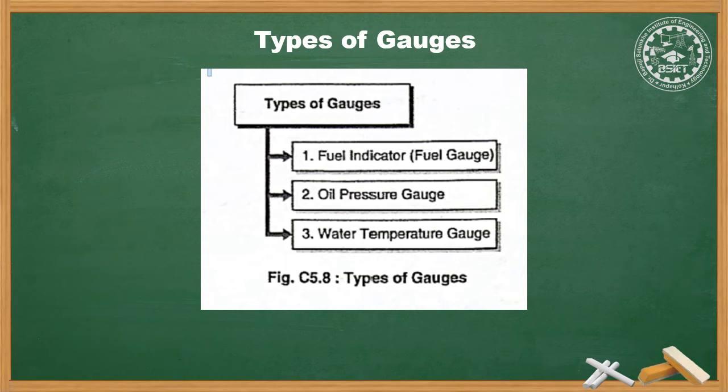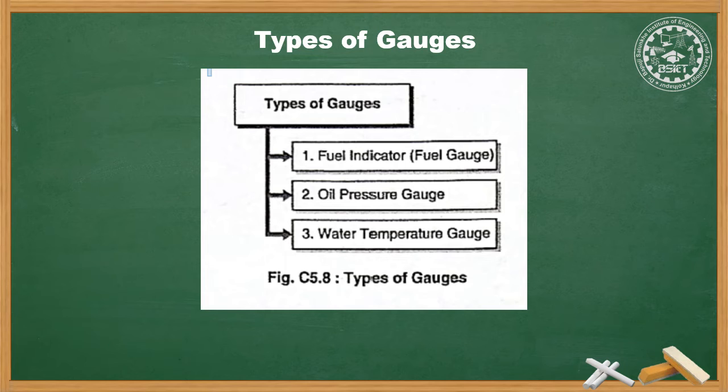The second is oil pressure gauge. The oil pressure gauge is used for indicating the oil pressure inside the IC engine. These are of either mechanical or electrical type. The mechanical pressure gauge is in the form of a Bourdon pressure gauge on the dashboard.